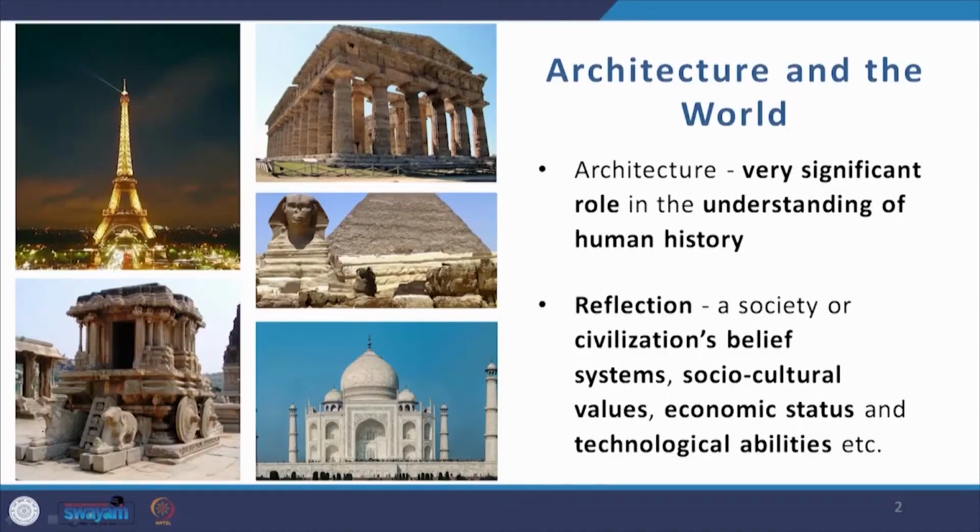They are a reflection of a society, of a civilization's belief systems, their socio-cultural values, their economic structure or economic status, their technological abilities, etc. For example, if we just look at the pyramids or the temples, that speaks a lot to us about what the people believed in or the value systems they had during that time. Similarly, if we look at the architecture of today, then modern architecture is a testament to a modern world, and modern Indian architecture is a reflection of what modern India is. So just as in the past, architecture of the time is a reflection of what those people were, modern architecture and in continuation modern Indian architecture is a reflection of what India is today.